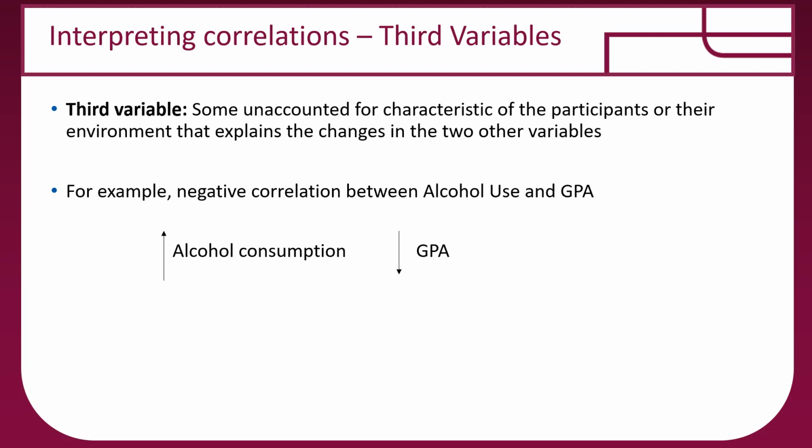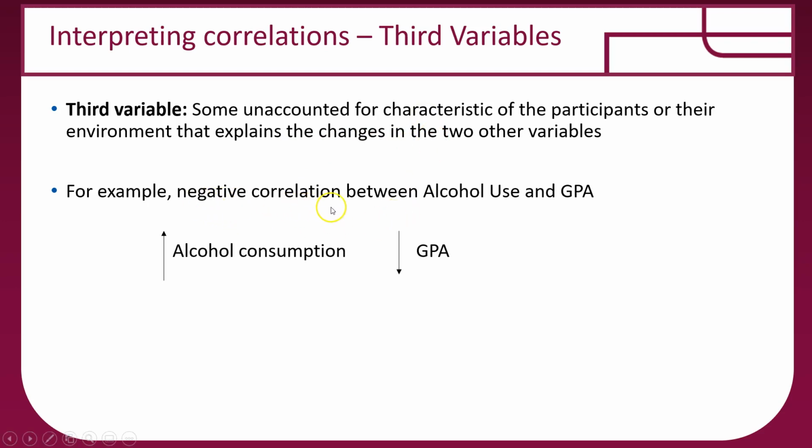When we have a correlation, we say we can't say anything about cause and effect. You can't say one thing causes the other. We just say we have a pattern. We have a relationship between these variables. And that's because there can always be what's called a third variable. A third variable is some unaccounted for characteristic of the participants that explains a change in the other two variables.